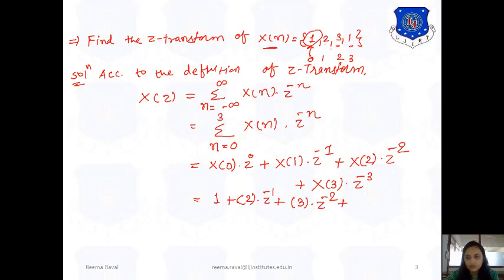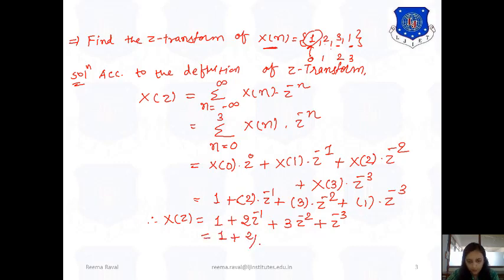X of 3, that is at n equals 3, is given as 1. So that is 1 into z raised to minus 3. So here we can say that X of z equals 1 plus 2z raised to minus 1 plus 3z raised to minus 2 plus z raised to minus 3. Or else you can write it as 1 plus 2 by z plus 3 by z square plus 1 upon z raised to 3. So this is the Z transform of the given discrete time sequence.